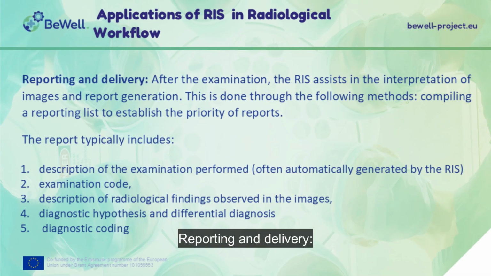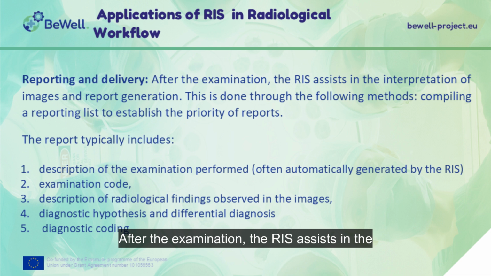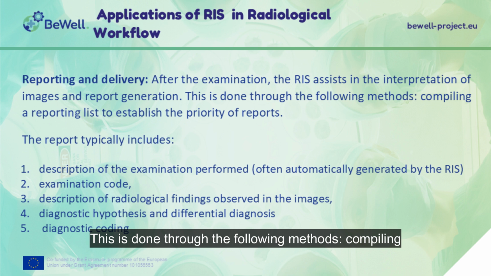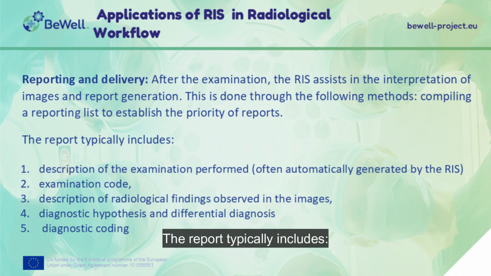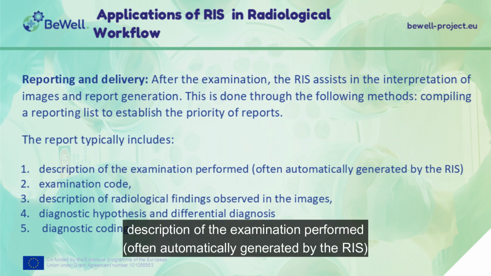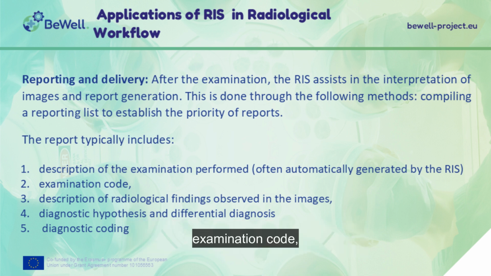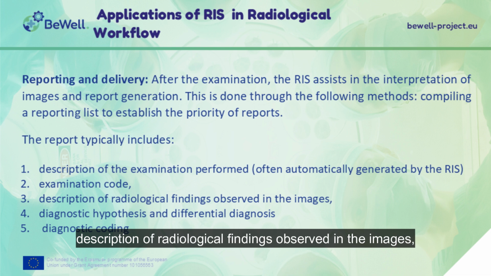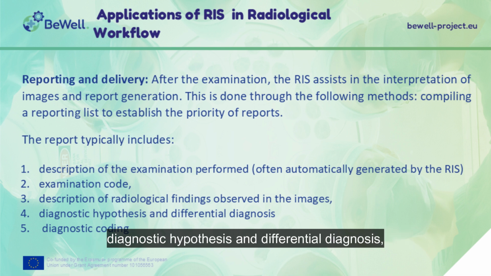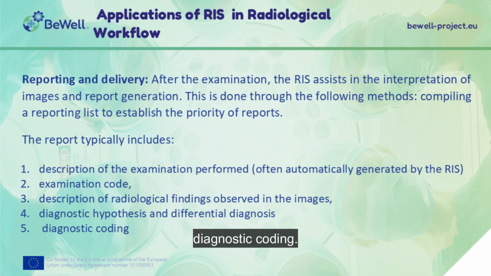Reporting and delivery. After the examination, the RIS assists in the interpretation of images and report generation. This is done through the following methods: compiling a reporting list to establish the priority of reports. The report typically includes a description of the examination performed, often automatically generated by the RIS. Examination code. Description of radiological findings observed in the images. Diagnostic hypothesis and differential diagnosis. Diagnostic coding.